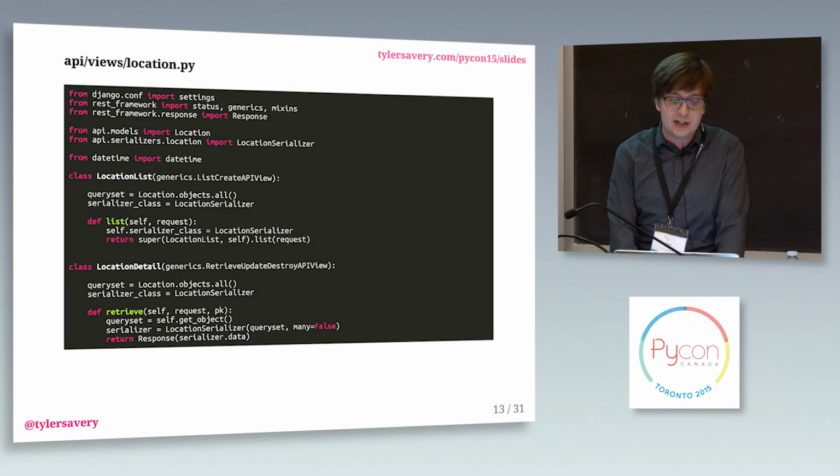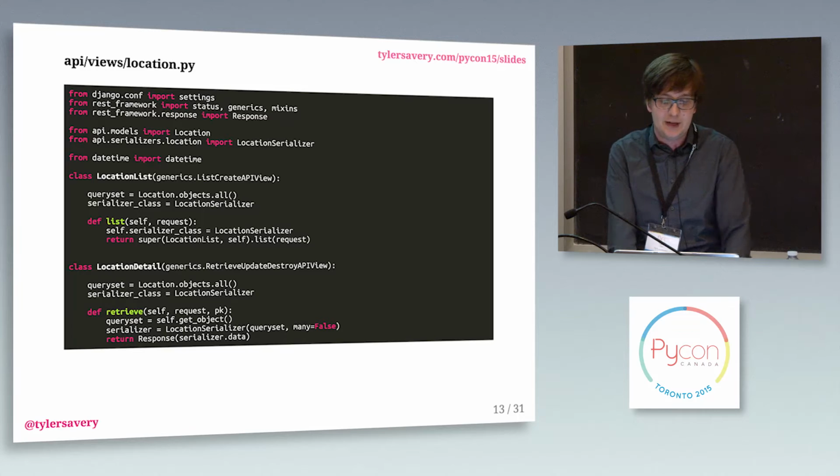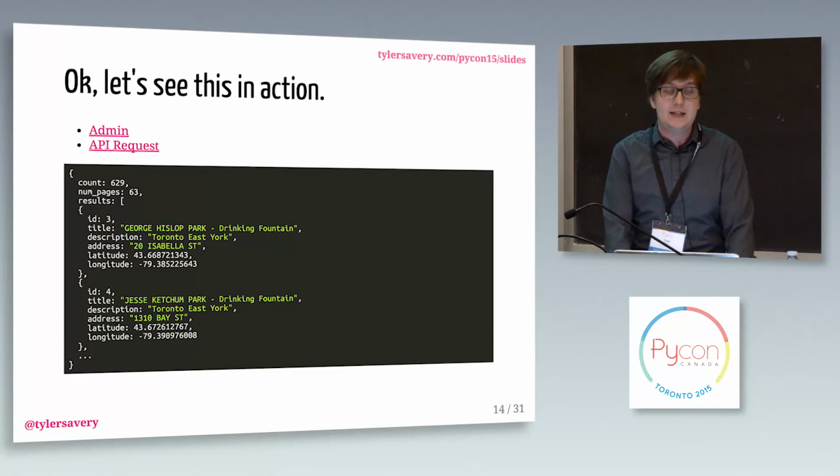There's actually some extra lines of code here because technically this isn't needed. It would do this by default, but I like to put them in because sometimes you'd want to override something when a list happens or when a retrieve happens. But this is all just basic open source Django REST framework things. So let's see that in action.